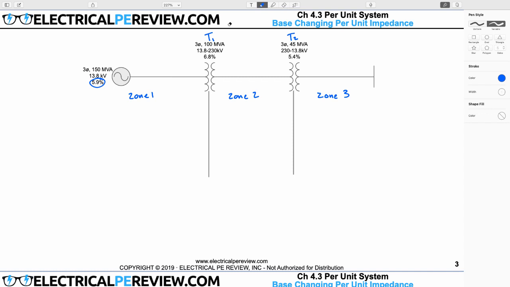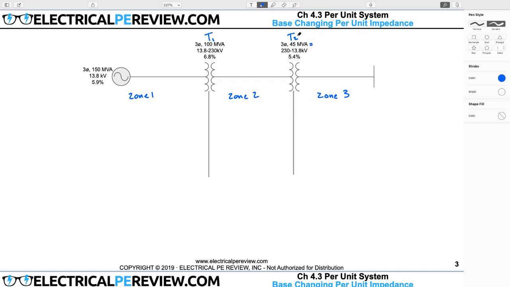First thing we've got to do is find what the power and voltage bases, our new bases, will be in zone 1, because that's the zone that our generator is located in. So let's start with zone 3 and work our way all the way to the left. The power base in every voltage zone will always be the same.